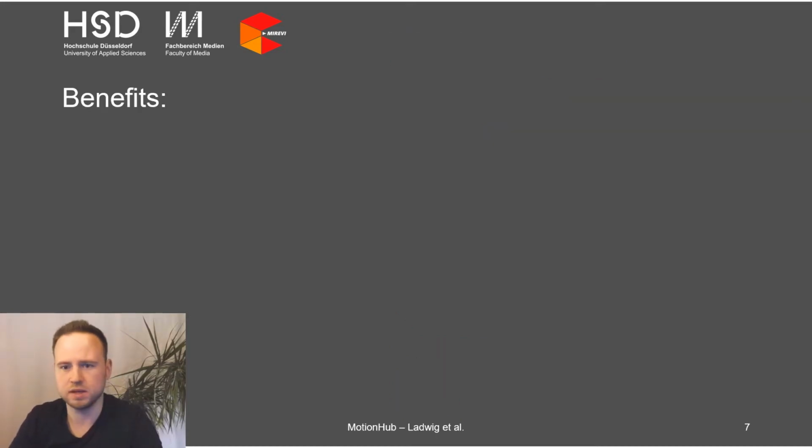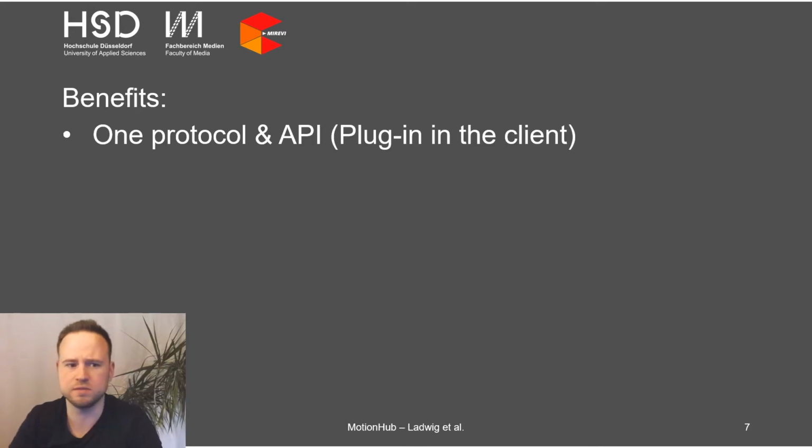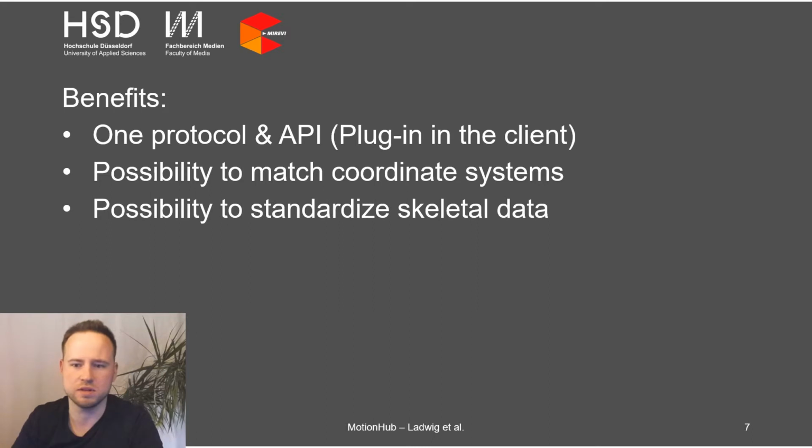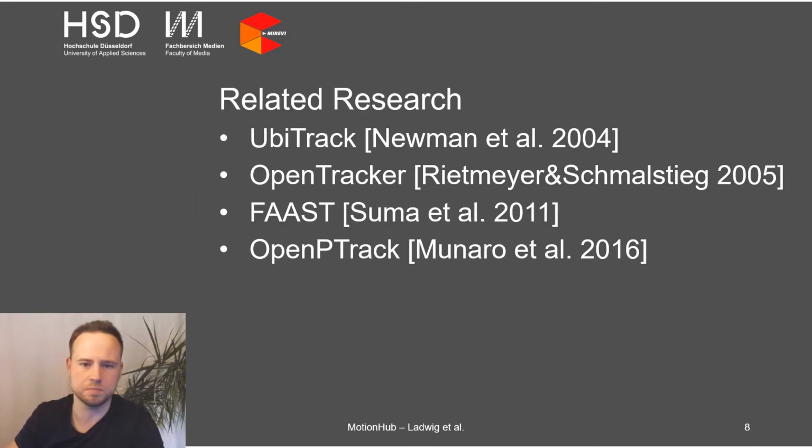We provide a plugin, in our case for the Unity game engine, that has only one API, which means there is only one code snippet for the body tracking that will always stay the same, regardless of what body tracking system is used. Because we have a man in the middle, we can rearrange the coordinate systems, and it is possible to standardize the skeleton data.